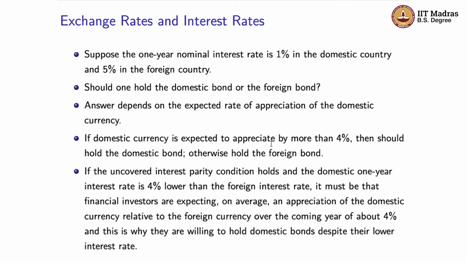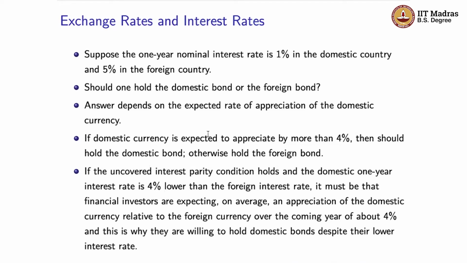Suppose that the 1 year nominal interest rate is 1% in the domestic country and 5% in the foreign country. So if we were just to look at the interest rates, then one might conclude that it doesn't make sense to hold the domestic asset. One should be holding the foreign asset, right? But what we have learned from our discussion so far is that it's not just enough to compare the interest rates. We also should look at what we expect to be happening to the currency, right? So if the currency, for example, is expected to appreciate by more than 4%, then one should actually be holding the domestic bond, right? Otherwise, we should be holding the foreign bond. So this expected rate of appreciation of the currency is something that we should also take into account, right?